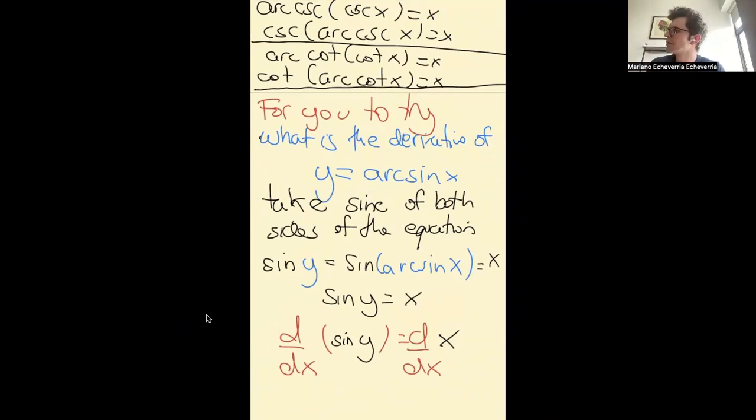Tomorrow we'll keep talking about this and probably start talking about related rates. But I think it's a good place to end because this has been a lot of information.